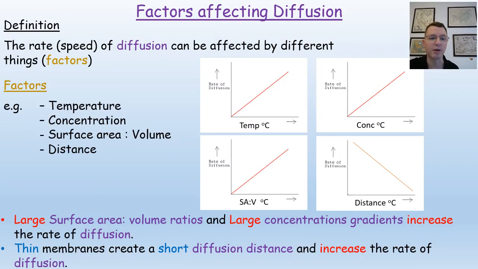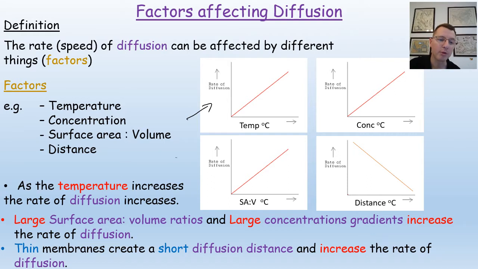So let's have a look at these factors one by one. Temperature. If we were to investigate how temperature would affect the rate of diffusion, we should end up with a graph that looks like this. And we would say, as the temperature increases, the rate of diffusion increases. It's a positive correlation. A higher temperature means that those particles are moving much faster, and if the particles can move faster, then they'll spread out faster, so diffusion will happen quicker. If we look at concentration, diffusion is the movement of a substance from a high concentration to a low concentration.